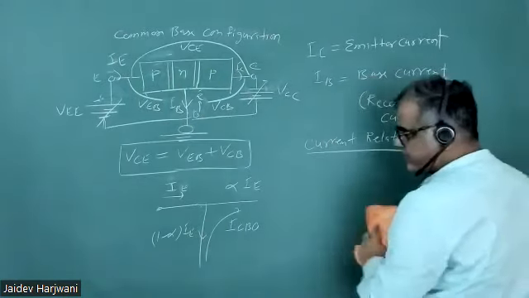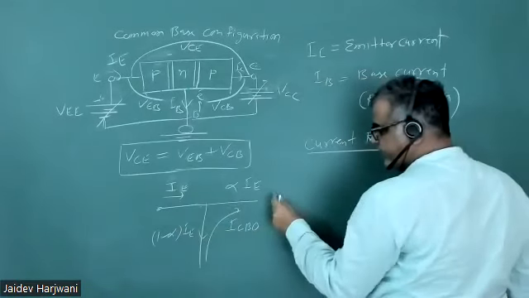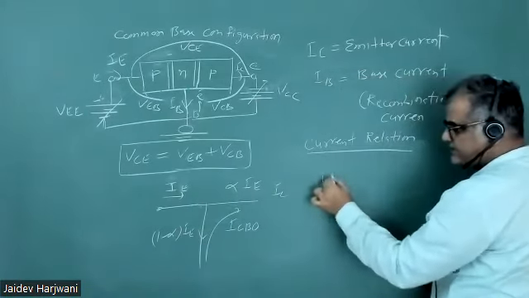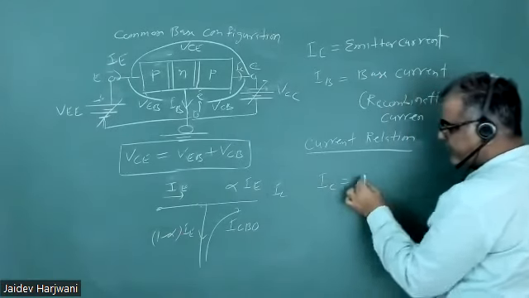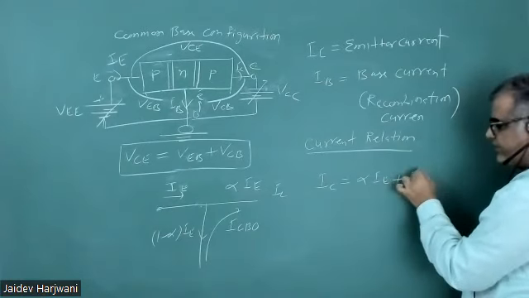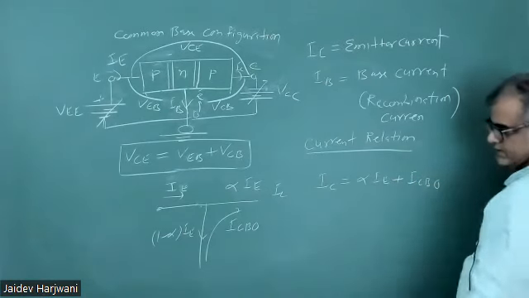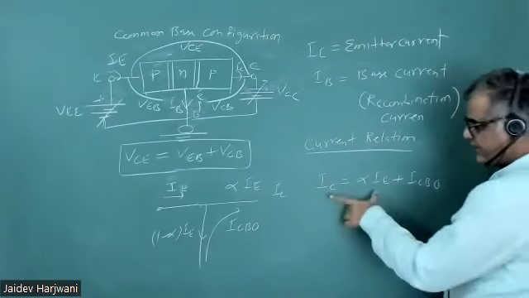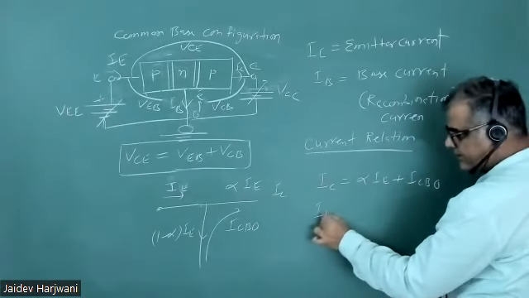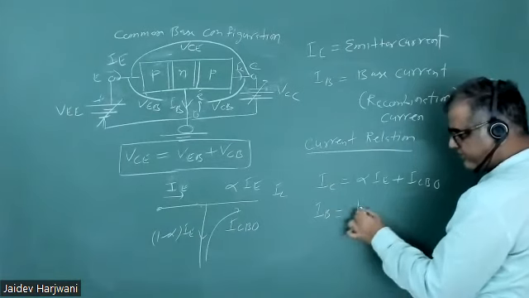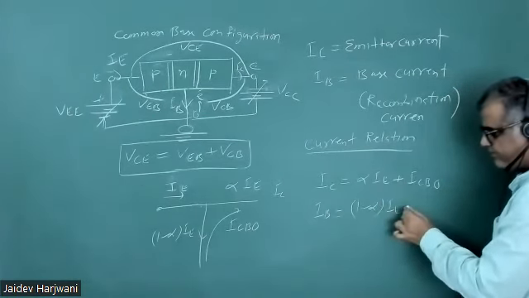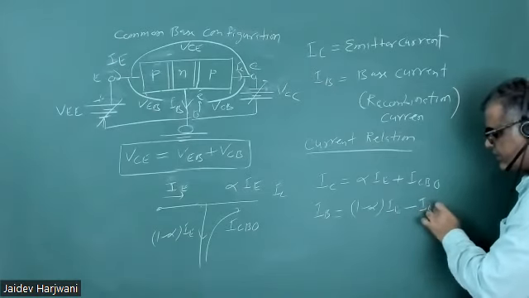तो अब ये जो कलेक्टर पे करंट फ्लो हो रहा है, that will form IC. तो मेरा अब IC क्या हो जाएगा? My IC will be what? IC will be my alpha IE plus ICBO. Yes, sir. This is the equation for IC. Similarly, if I want to write my IB, मेरा IB क्या होगा बताओ? 1 minus alpha IE minus ICBO.